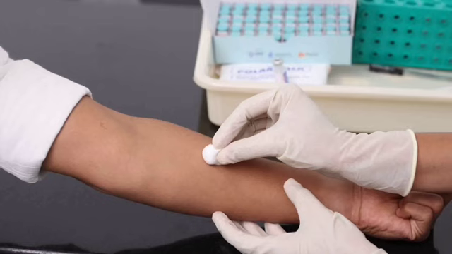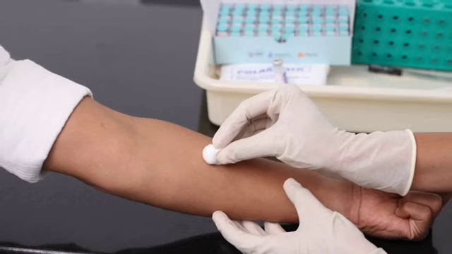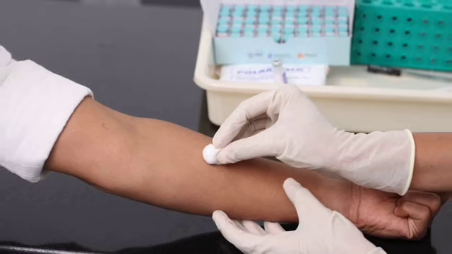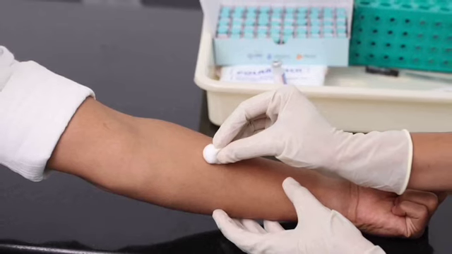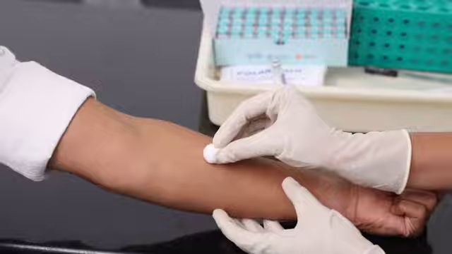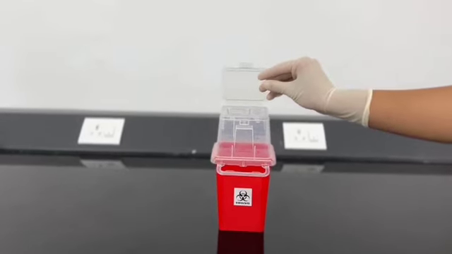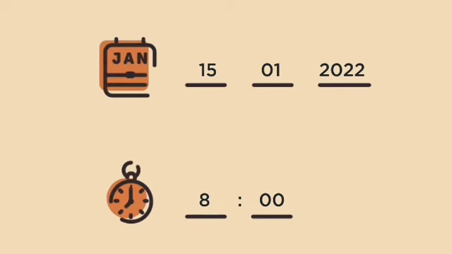If minor bleeding occurs, dab the injection site with a cotton swab or sterile gauze without applying pressure on injection site. Avoid covering the area with a bandage. Discard the syringe and needle. Record the date, time and site of administration.